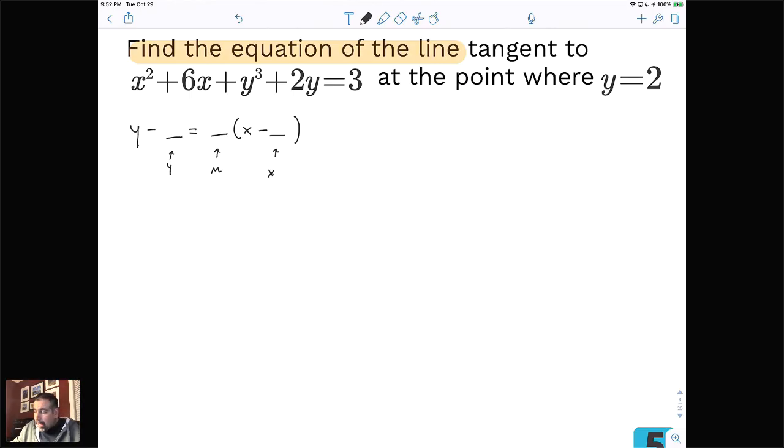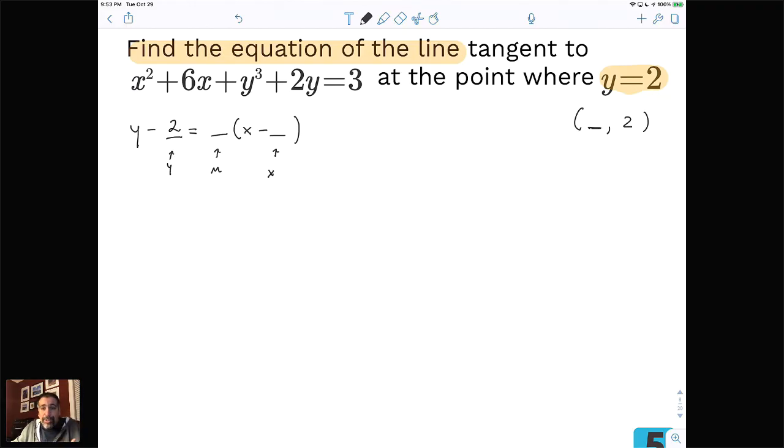So now I'm looking and I'm asking, is there any value that I can use that I know? And you know, if you can read, they're making it pretty clear. They want us to use y equals 2. So how about we take that 2 and we plug it in there for the y? But the problem is I need a point, and that's just telling me the y value. I still need the x value. So where am I going to get the x value from?